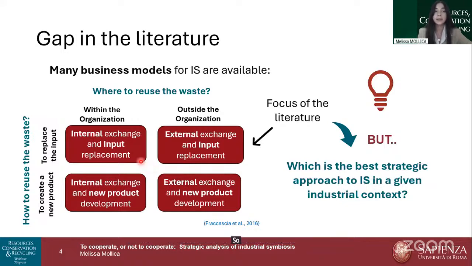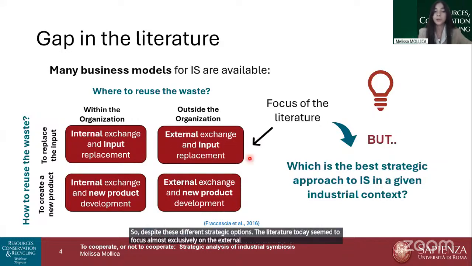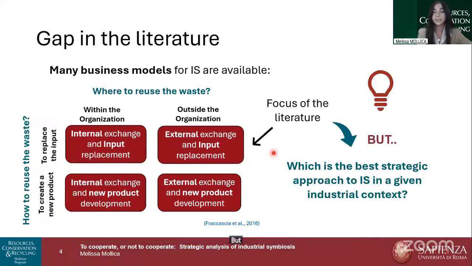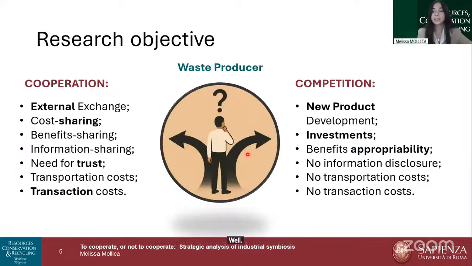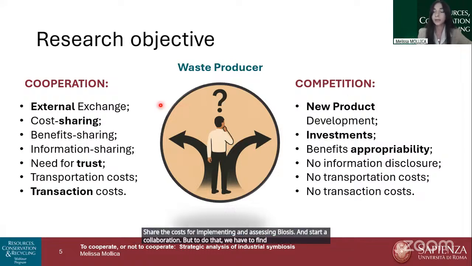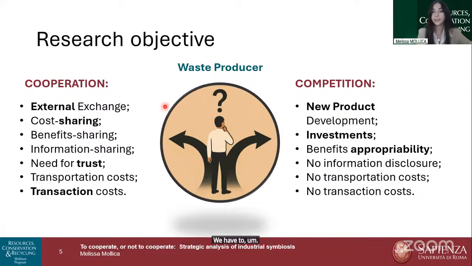So despite these different strategic options, the literature today seems to focus almost exclusively on the external exchange input replacement approach. But are we sure that it is always the best approach for industrial symbiosis? Well, let's imagine that we are a waste producer. So we can find a partner, share the costs for implementing industrial symbiosis, and start a cooperation. But to do that, we have to find the right partner. We have to negotiate the terms of the exchange of the waste. We have to build trust and to share benefits other than sensitive information.